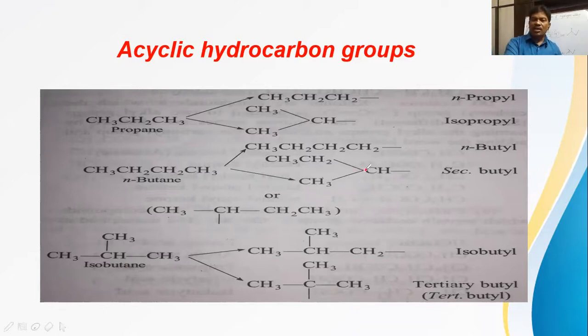Here secondary butyl, why? This carbon is directly attached to how many carbons? One here, one here. This carbon is directly attached to one carbon on this side and one carbon on this side. So this carbon is called a 2-degree carbon. 2-degree meaning what? Secondary carbon. On the secondary carbon, the free bond is located. So it must be called secondary butyl. This group is called secondary butyl.